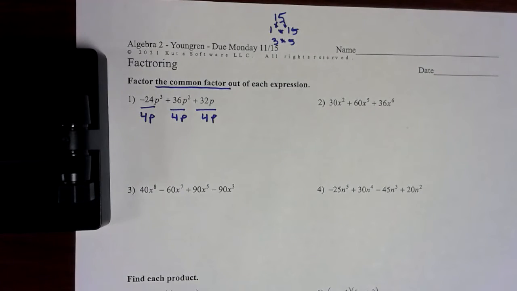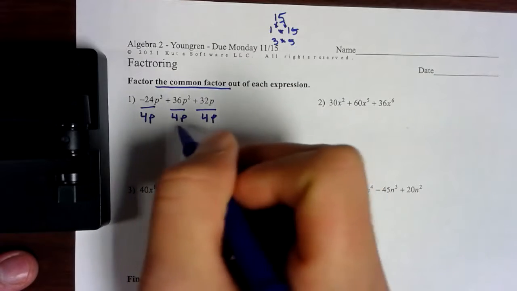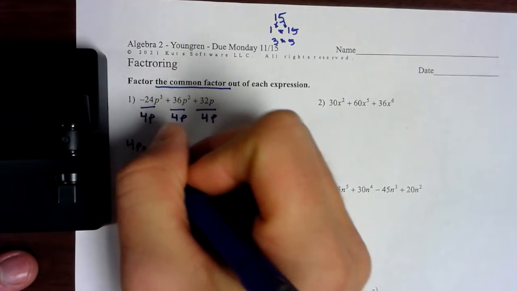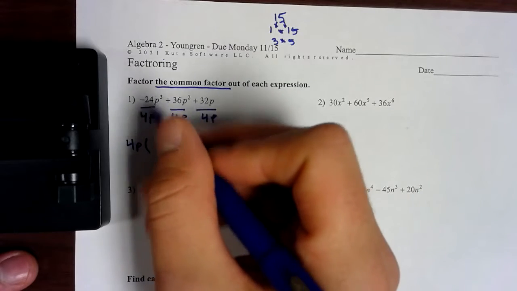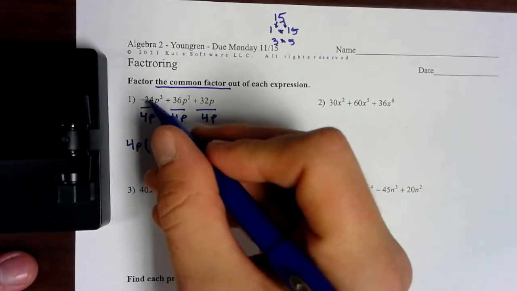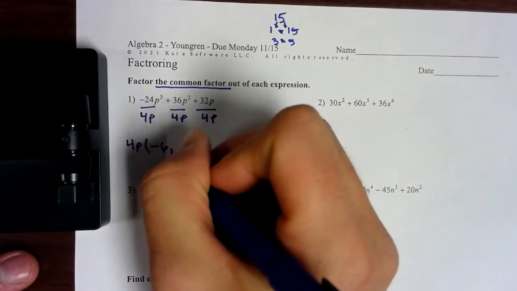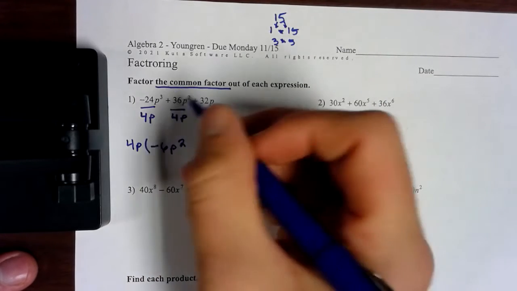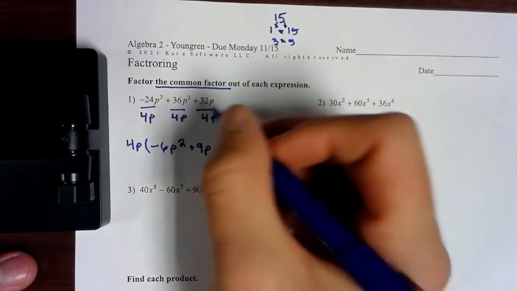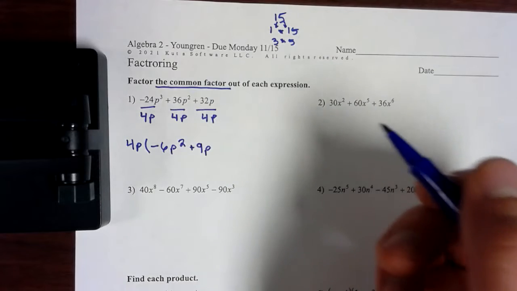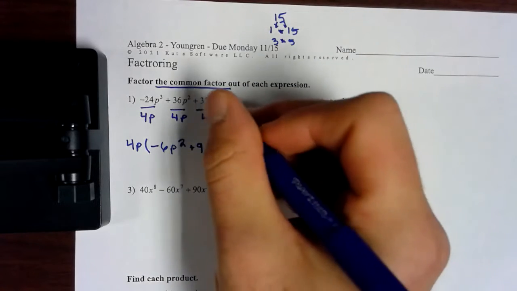Now, since we're wanting to write a similar expression to where we started, this 4p doesn't just go away. So what we're going to do is write down the 4p and multiply it by whatever the result is from taking each term and dividing it by 4p. So negative 24 divided by 4 is negative 6. P cubed divided by p is p squared. Moving on to our second term, 36 divided by 4 is 9. P squared divided by p is p. And last term, 32 divided by 4 is 8. And p divided by p is 1. So those terms actually cancel out.